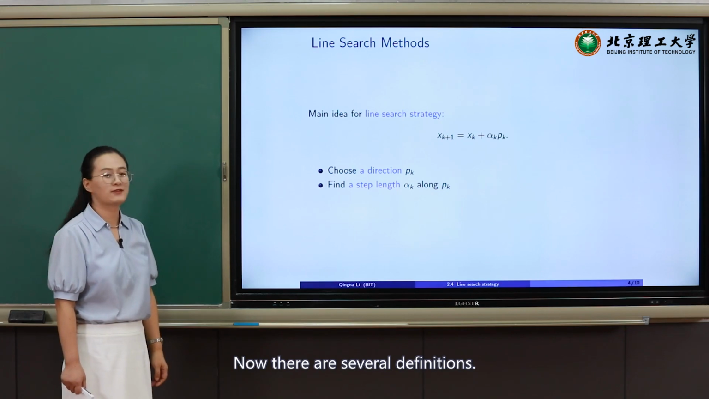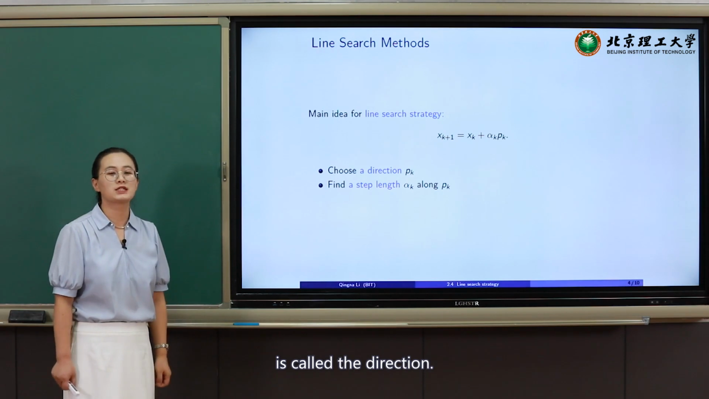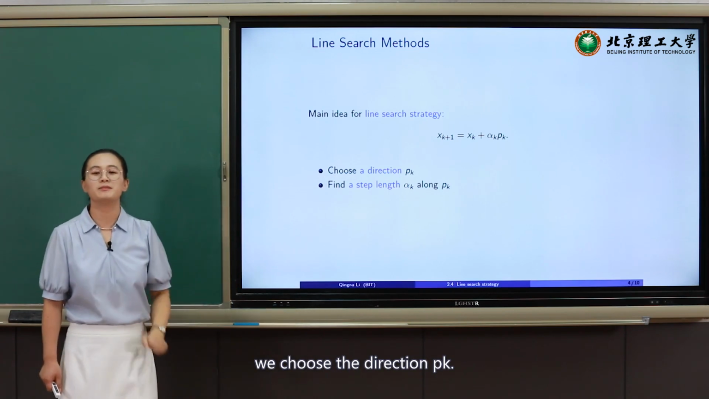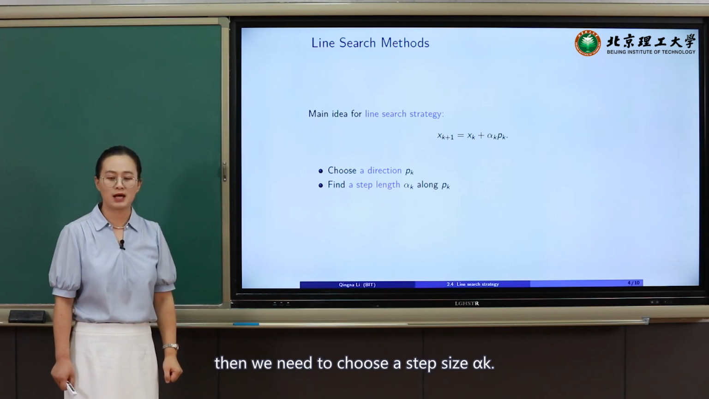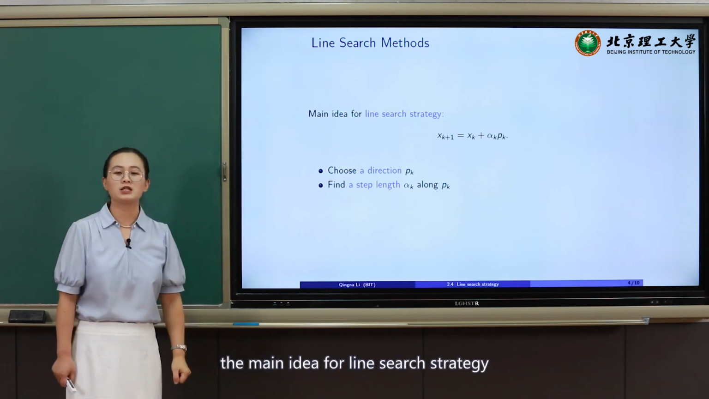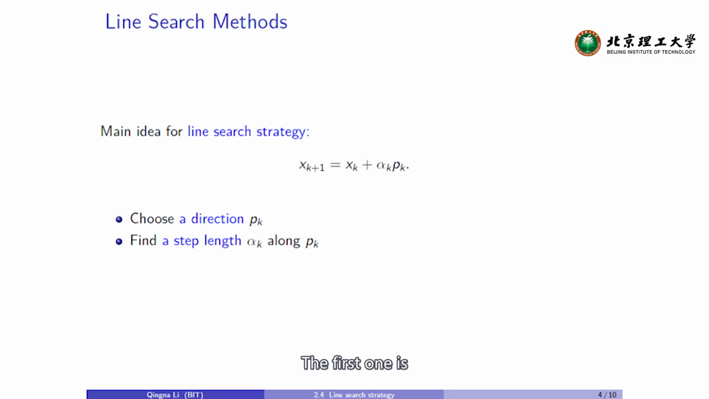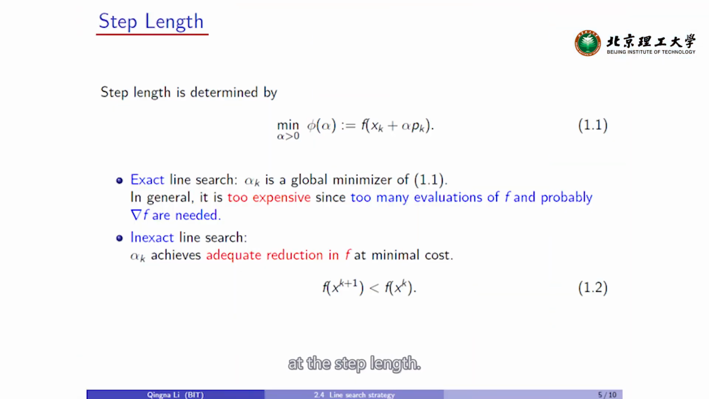Now, there are several definitions. The pk which we choose is called the direction. Okay, so this is the first step. We choose the direction pk. After we get this pk, then we need to choose a step size alpha k. Basically speaking, the main idea of the line search strategy is divided into two steps. The first one is we choose a direction. The second one is we choose a step length.